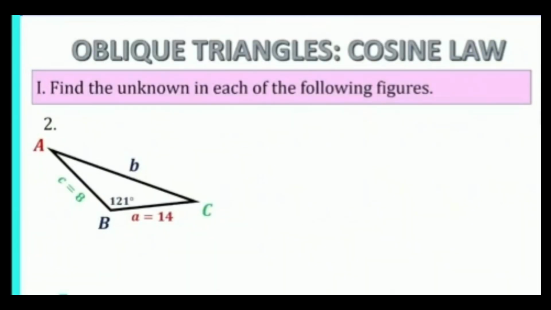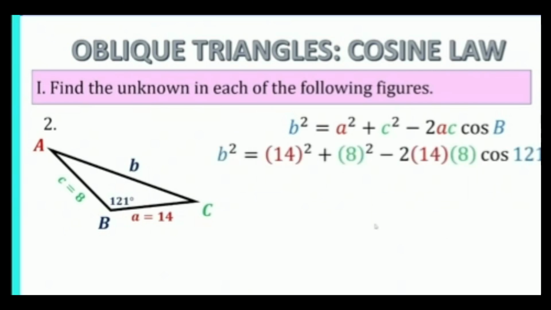Okay, let's have this item. Let's solve for the missing side and the angles of this triangle. Our first step is to solve for the missing side. So, let's solve for side B using the formula B squared is equal to A squared plus C squared minus 2AC times cosine B. Then, let's substitute the corresponding values. We will have B squared is equal to 14 squared plus 8 squared minus 2 times 14 times 8 times cosine 121 degrees.